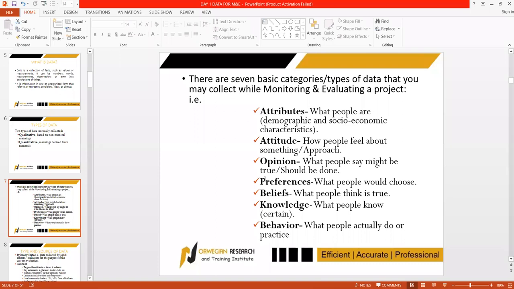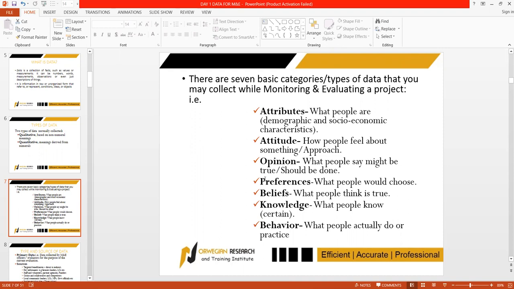How people feel about something that we did to them. For instance, in the project, we implement a project. And once we implement the project to a given community or target group, we need to go and assess their attitude with regard to the program that we gave to them. Yes? So that's why we are also able to analyze attitude.